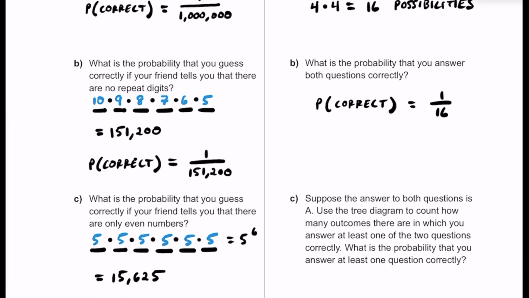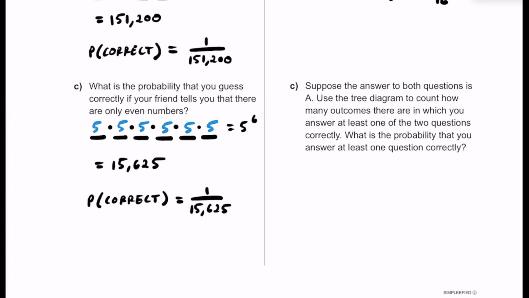All right, for part C, this is the last part of this question. It says, suppose the answer to both questions is A. Use the tree diagram to count how many outcomes there are in which you would answer at least one of the 2 questions correctly. Then it says, what is the probability that you would answer at least one question correctly? So let's go ahead and see. We're going to write this as the probability of getting at least one correct. So I'm going to say greater than or equal to 1 correct.